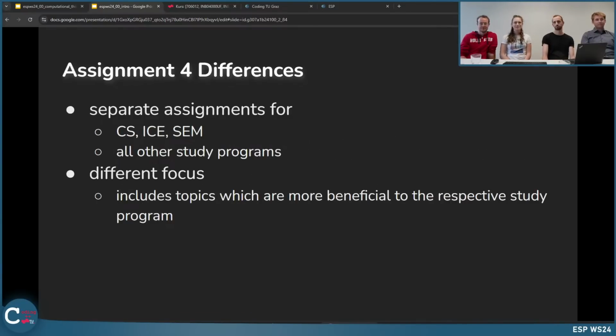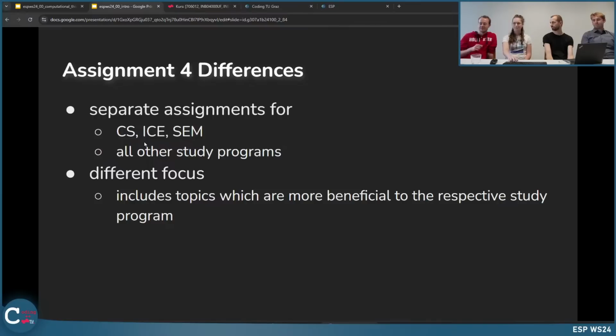Okay, and then with assignment 4, that's the differences we talked about. There is a separate assignment for computer science, ICE and SEM students, and then all other study programs have the same assignment. And the difference is just a different focus that we think would be beneficial for you in your further studies and with your study program.